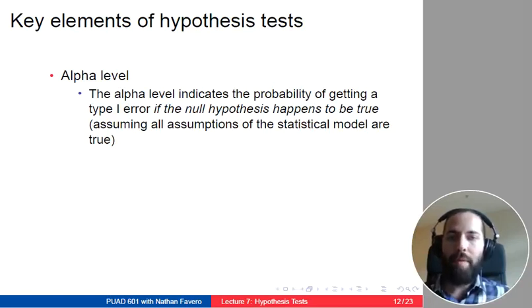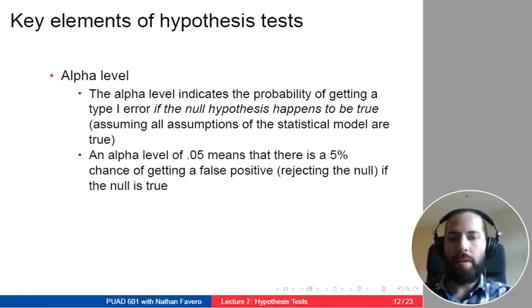Of course, if the null hypothesis happens to be false, we can't get a type 1 error, because a type 1 error is saying that we rejected a null hypothesis that was true. So if the null hypothesis happens to be false in the real world, which we can't know ahead of time, then we would never commit a type 1 error. We would only commit a type 2 error.